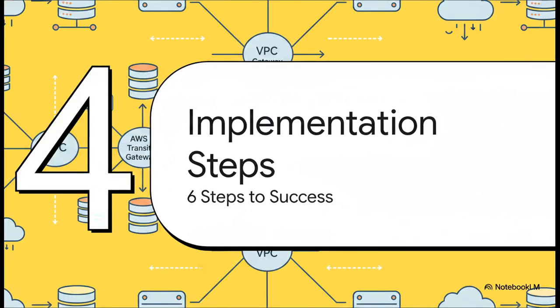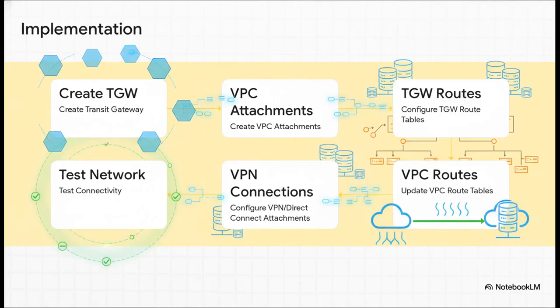All right, section 4. Let's transition from networking theory into a concrete action plan and look at the 6 implementation steps. You can build this architecture out in a really straightforward, highly repeatable process. First, you start by creating the Transit Gateway itself. Step 2, you attach your spoke VPCs to that new hub. Once they're connected, steps 3 and 4 are all about configuring your routing. So you're updating both the gateway's route tables and your individual VPC route tables to make sure traffic flows exactly how you want it to. Step 5, you bridge your on-premises environments with VPN or Direct Connect attachments. And finally, step 6, you run your connectivity tests to ensure the whole shebang is humming along perfectly.